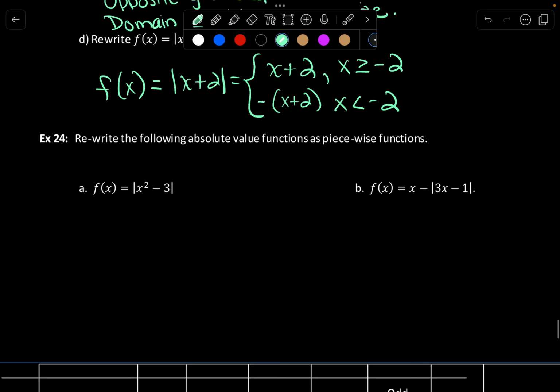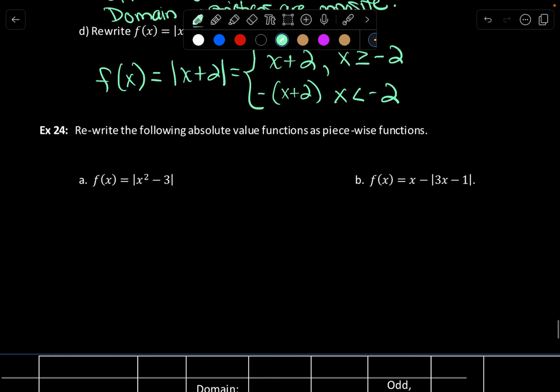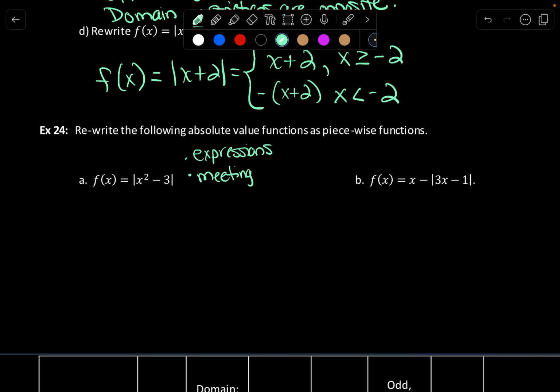All right, rewrite the following absolute functions as a piecewise. Okay, so a couple of things. When writing your piecewise, you need to figure out your expressions. They're not equations. You need to find your expressions, and you need to find the meeting point, or points. There could be multiple, like in this example.